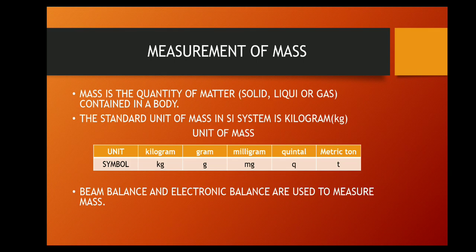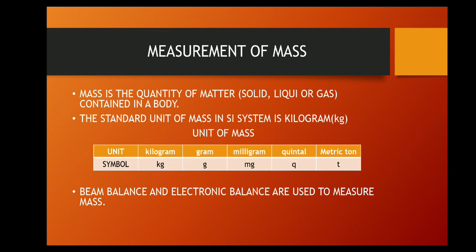Unit: kilogram, symbol is kg. Unit: gram, symbol is g. Unit: milligram, symbol is mg. Unit: quintal, symbol is q. Unit: metric ton, symbol is t.